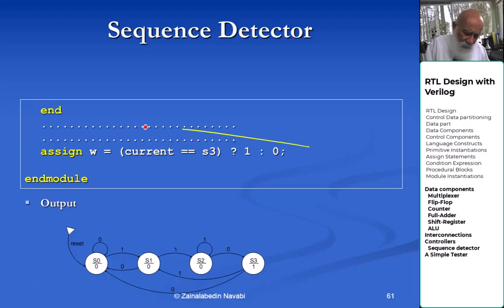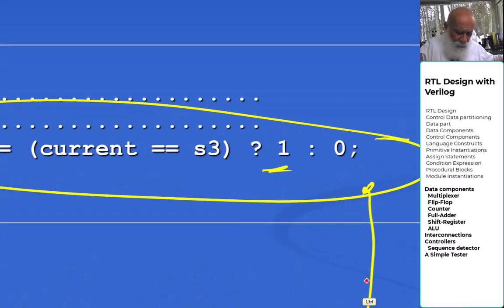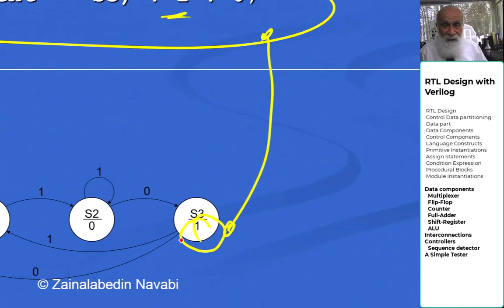Okay, this is the output, and this is where the output is receiving the value. Okay, see, read the state diagram at the bottom. It says when you are in state S3, your output is 1. Now I'll read the assign statement. It says output is, if your current state is S3, is 1, otherwise it's 0. So it means that this assign statement corresponds exactly to this value 1 in my state S3 as output.